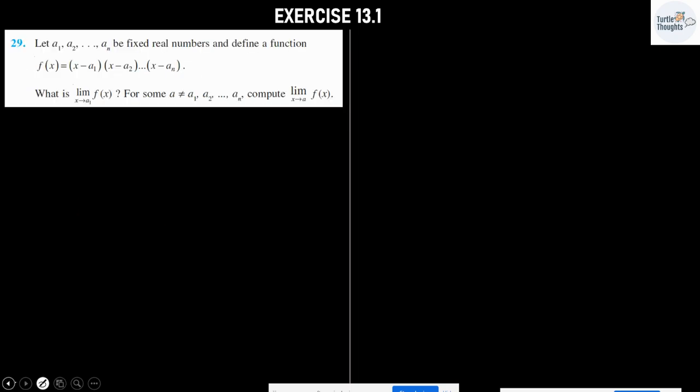Finally, you can write the answer as a is going to be 0, b is going to be 4. You have got the final answer. Is that clear? We'll move to the next question.